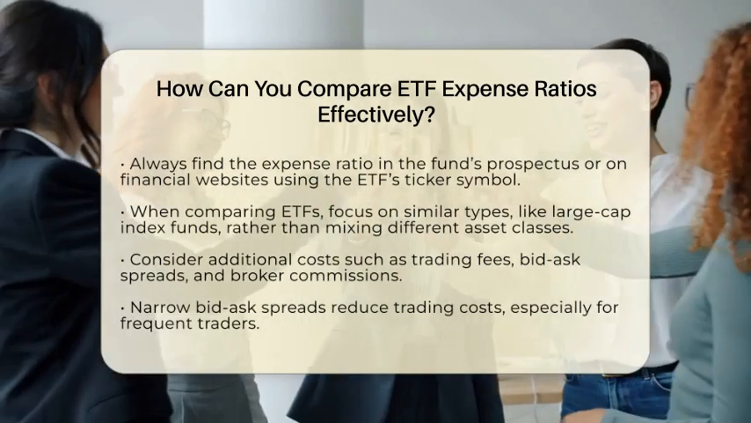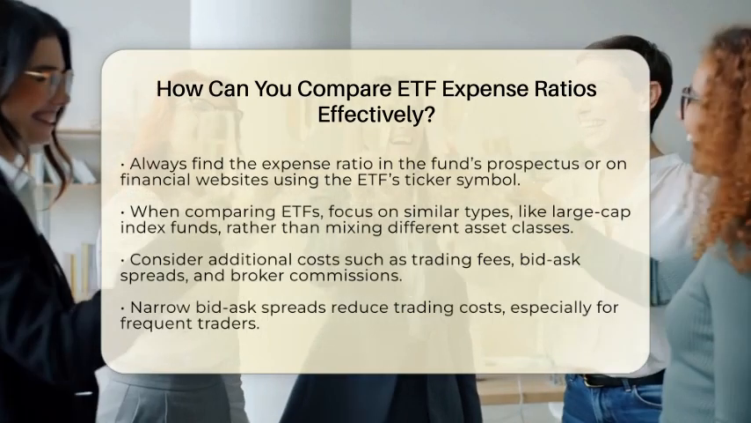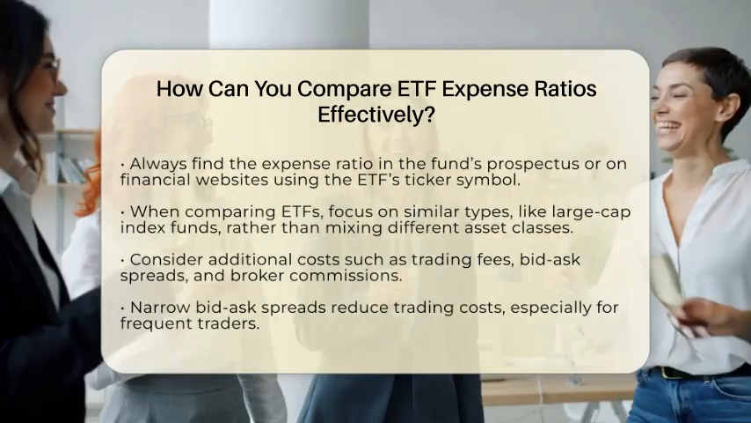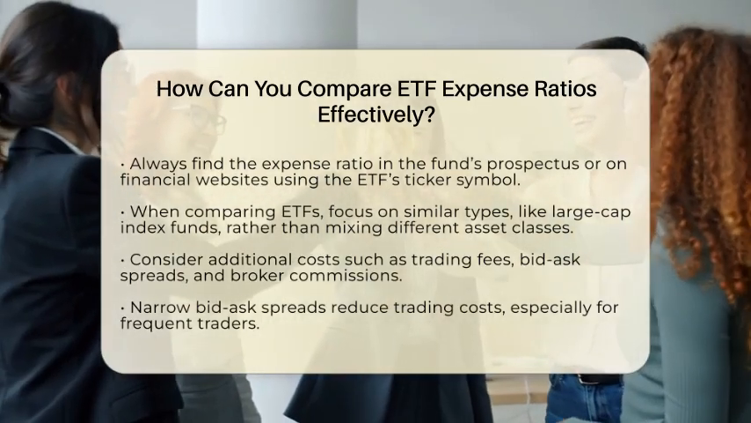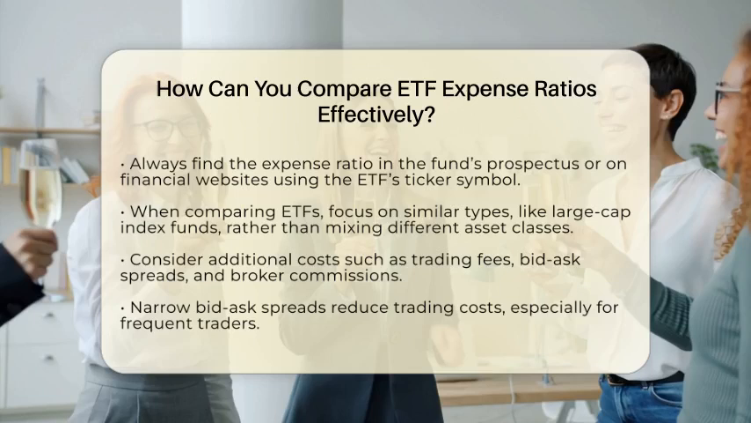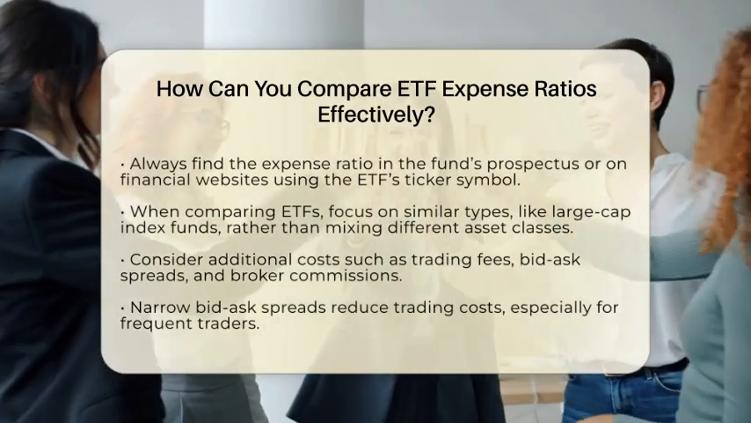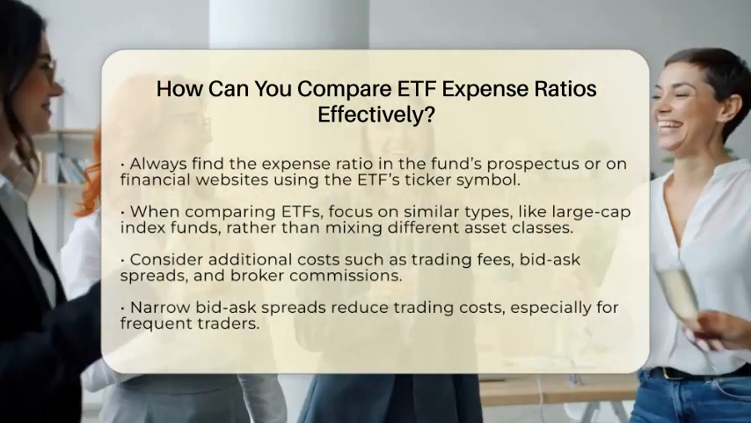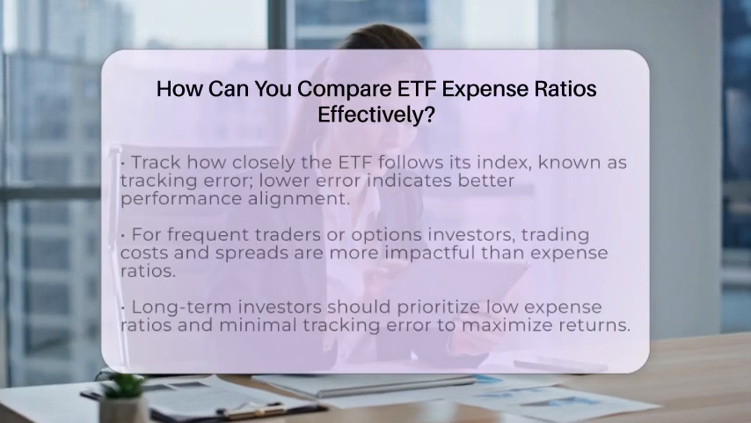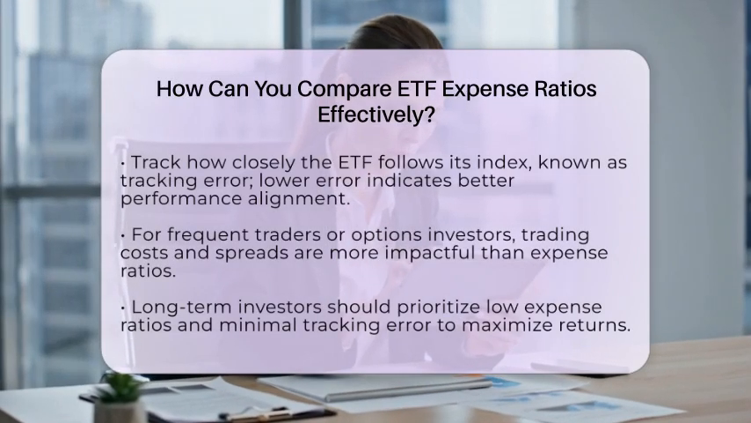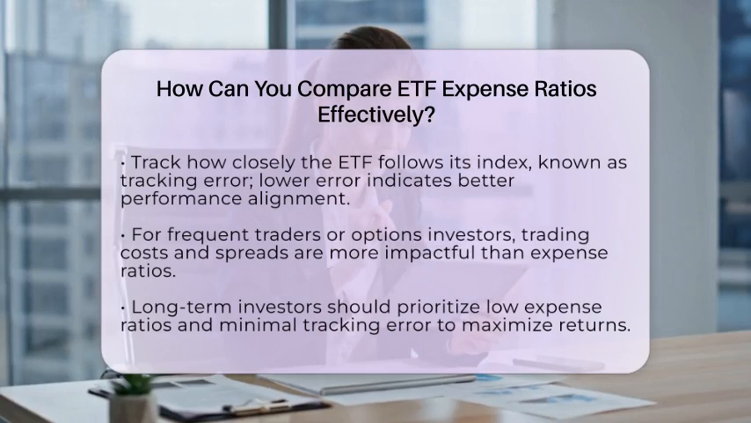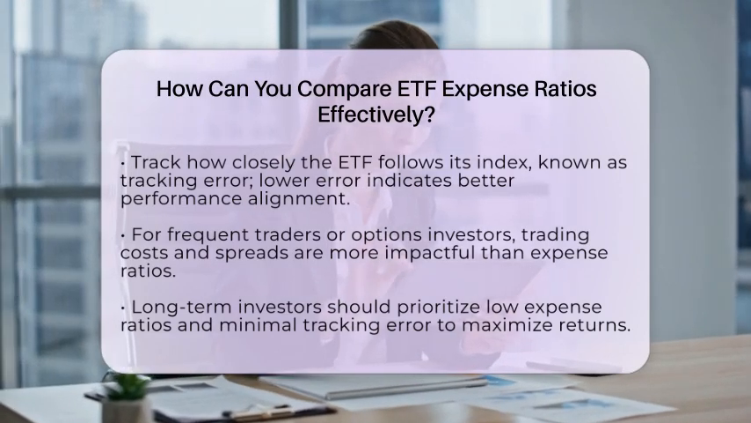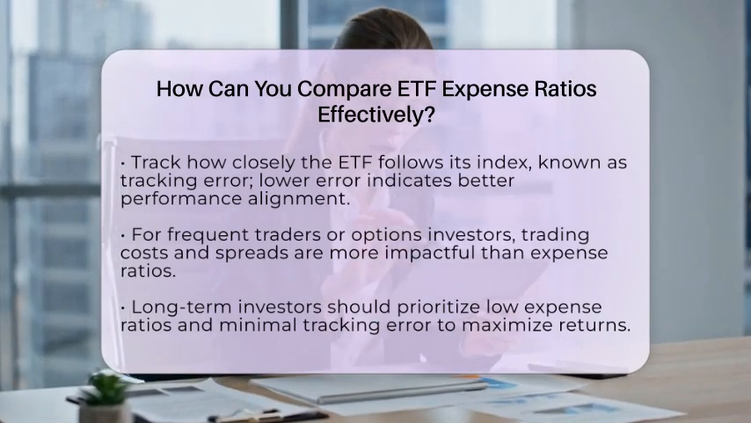Then, think about the total cost of owning the ETF. The expense ratio is just one part. You should also consider trading costs like bid and ask spreads. These are the differences between the buying and selling prices. Narrow spreads cost less to trade, especially if you trade often. Also, check if your broker charges commissions. Many now offer commission-free trading, but some still do charge fees.